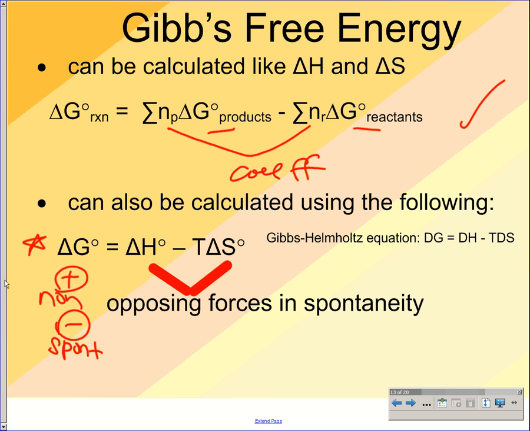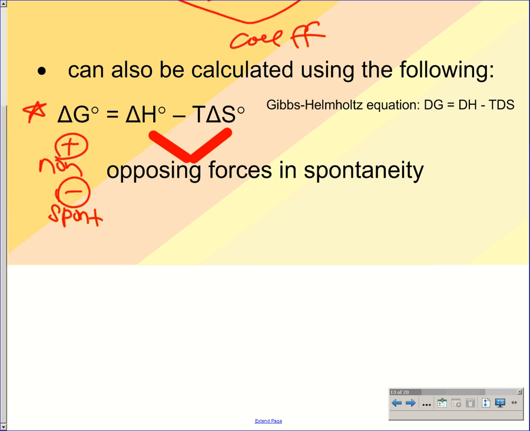So these two things, the enthalpy and the entropy, can sometimes be opposing one another. If they are opposing one another, and you have to tell me if something is spontaneous or non-spontaneous, you have to do this calculation. And if the G is positive, it ain't gonna occur. But if the G is negative, it will occur.